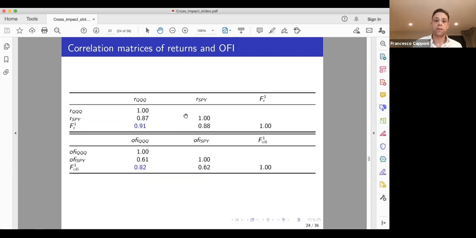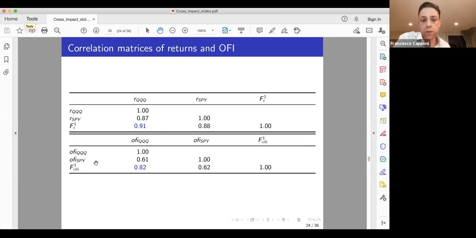If you can move to the next slide, please. So this shows the correlation matrices of returns and OFI, and the first principal components. The first principal component is normally related to the overall market movement. So these two matrices show, on top the correlation matrix of returns, and on the bottom the correlation matrix of order flow imbalances. So the RQQQ is the standardized returns of QQQ, which is an ETF that tracks the NASDAQ 100. So it should be the one that is closer to what we use in our data set. RSPY is the returns on the SPY index, which tracks the S&P 500. And F1R is the principal component of return, the factor 1 of returns.